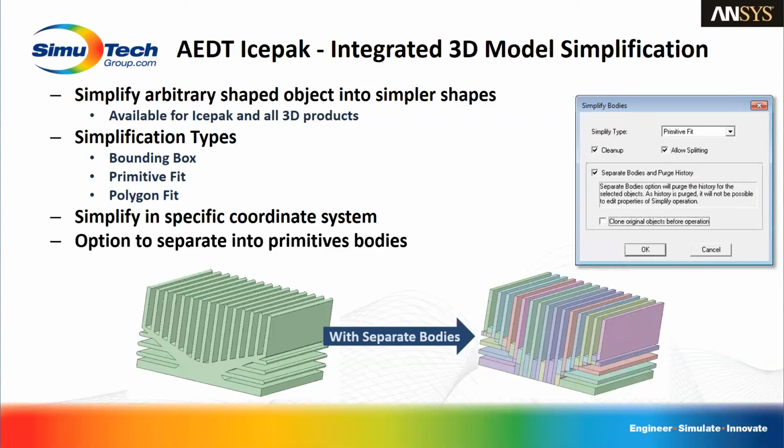And again, it's a one-click operation too. You don't have to go through and manually split all those surfaces. It's literally just something where you select the body and you select the simplification routine that you prefer. One click of the OK button, and it's all done, and all the bookkeeping is taken care of for you.